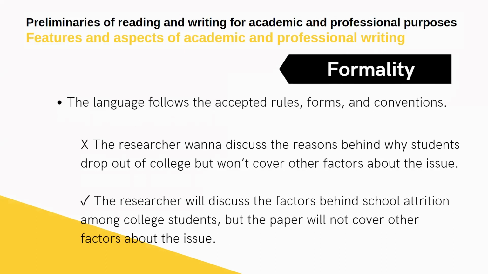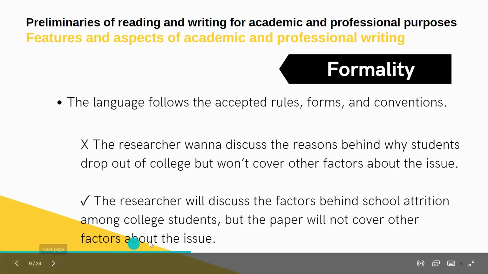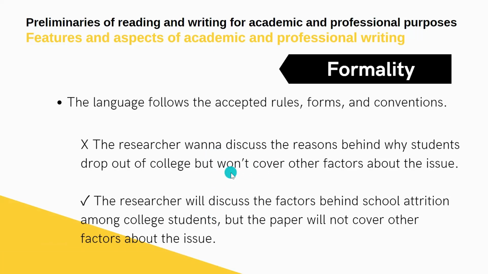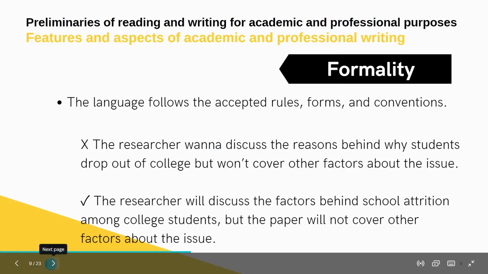When we talk about formality, it is the usage of language, and there are accepted rules, forms, and conventions. There's a proper use of capital letters and punctuation marks. There are rules in grammar, and choice of words must be appropriate too. And nowadays, there are actually apps and websites we could use to check if we are following the said rules. Look at the example. The first example has informal words such as wanna for want to and won't for will not.